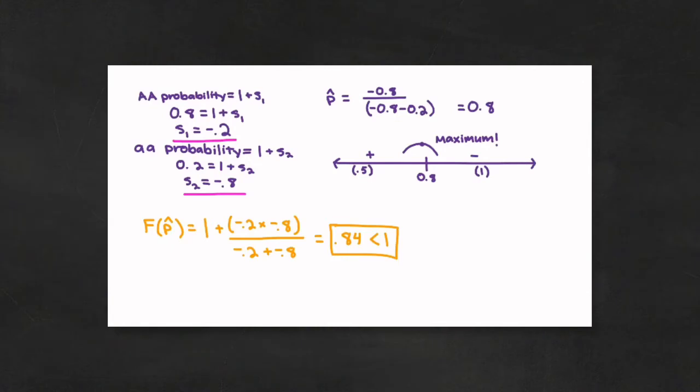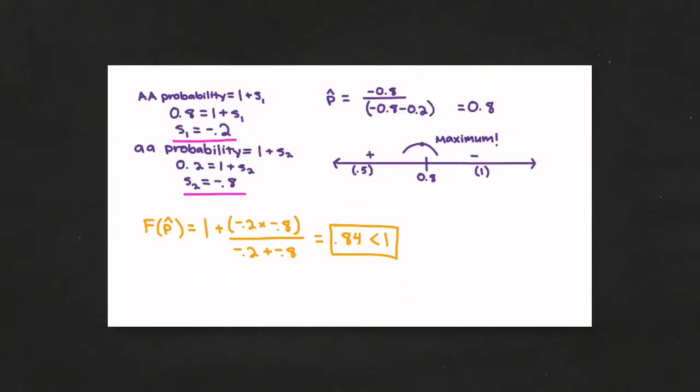From here, we used the given probabilities and the frequencies from question 2 and found that s sub 1 equals −0.2 and s sub 2 equals −0.8, as seen in the work in purple. Next, we plugged in the s sub 1 and s sub 2 values into our equation for p hat to find that p hat equals 0.8. To prove that we have a maximum, we performed the first derivative test by plugging in −0.5 and 1 into the derivative of f(p). We see that the first derivative goes from increasing to decreasing, which confirms that we did solve for a maximum.